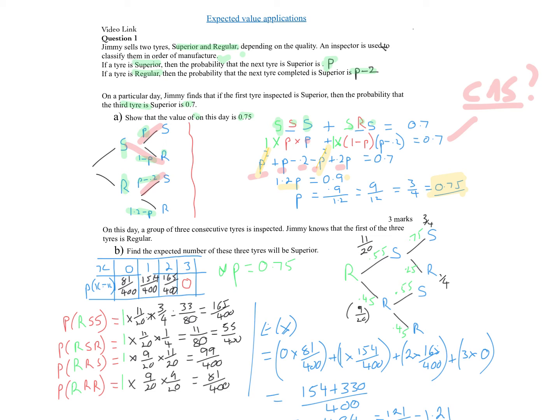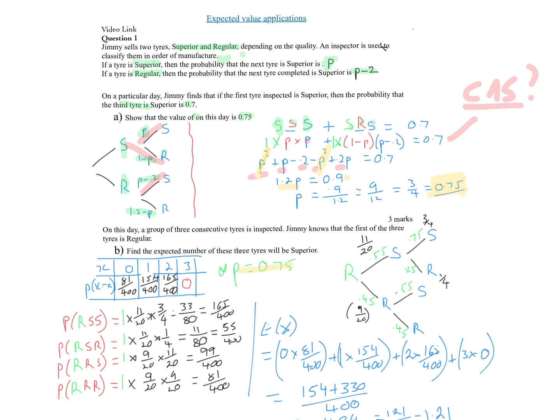Part B. On this day, with P equaling 0.75, Jimmy inspects 3 consecutive tyres, and he knows that the first of the 3 tyres is regular. Find the expected number of these 3 tyres that will be superior. So the expected number, E of X, is X times the probability of X. So what's the probability of there being 0 superior, 1 superior, 2 superior, or 3 superior?